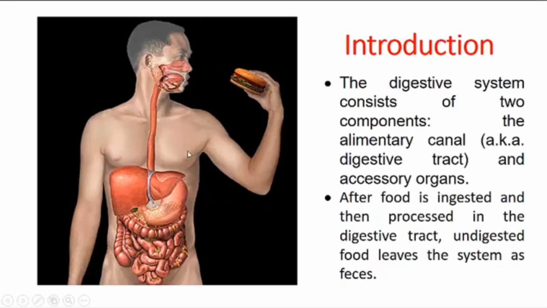After the food is ingested, it is processed in the stomach, which is a part of the upper GI tract, and then the food will be digested in the small intestine. After that, the nutrients will be absorbed and the waste will be released in the form of feces through the anus.